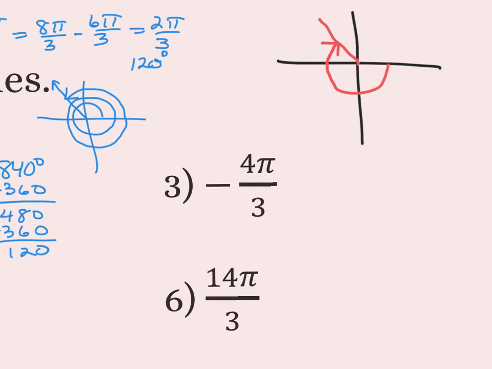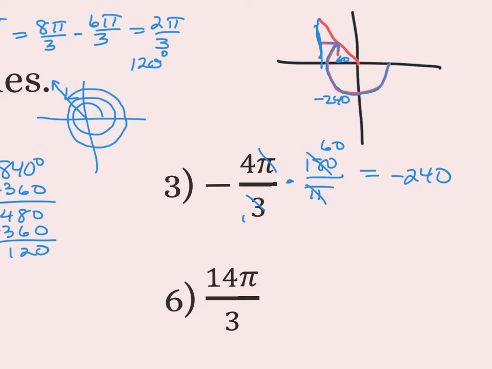Here's my negative angle. So here what I'm going to do is if I wanted to convert it into degrees, just to see what it is, I'm going to multiply it by 180 over pi. Pi's cancel. 3 and 180 will simplify. And I'm left with negative 240. So notice here I went around 90, 180, and then I went 60 degrees more to make it to the negative 240. So again, here's my reference angle, it's 60 degrees.